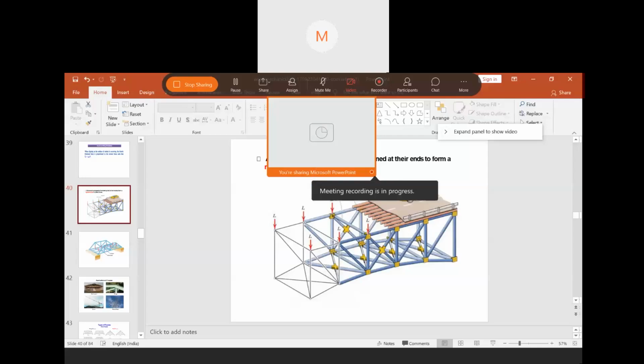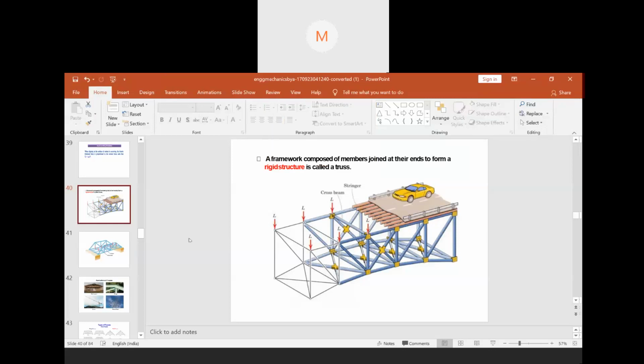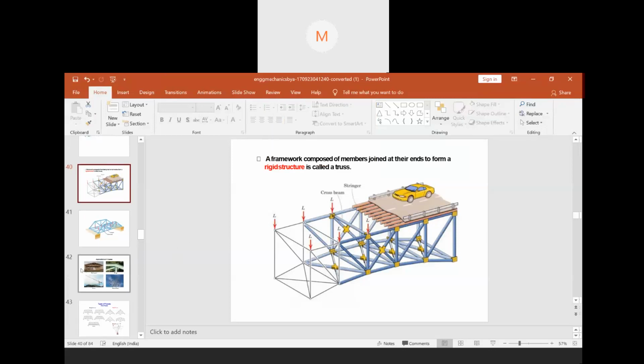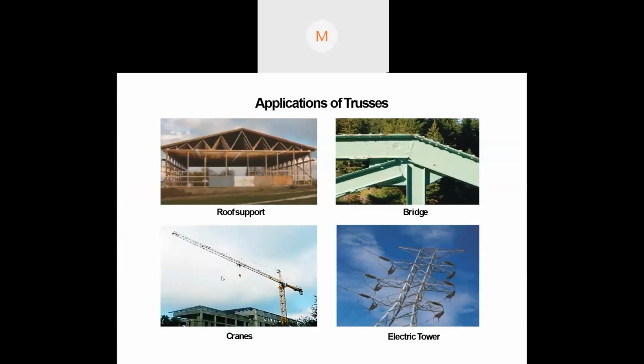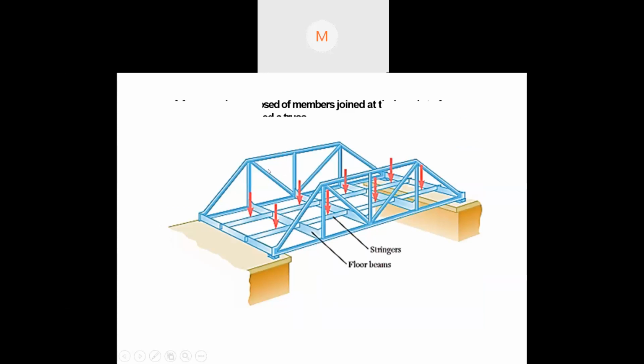Wait, I'm showing you a presentation now. Look at this. Now here there are a large number of frames, right? This roof support, then this crane, then this electric tower, and this bridge. Yes or no?